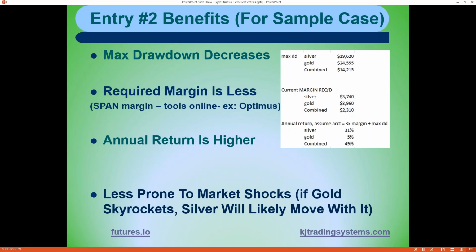It's a risk-adjusted margin. It's usually not on your standard margin tables. There are online tools to get it. For example, if you're a customer of Matt over at Optimus, I believe he has this tool online through at least one of his brokers, where you can just enter whatever you're doing and it'll tell you what the margins are.